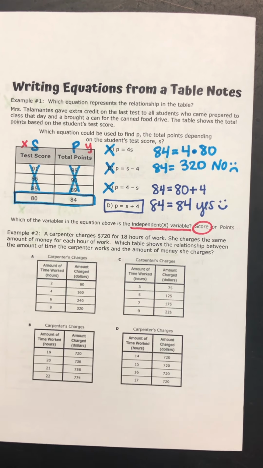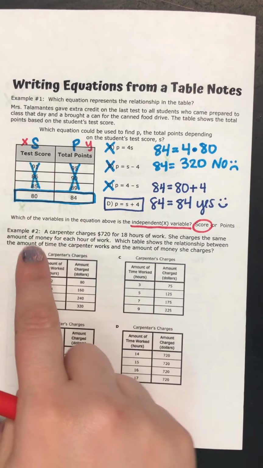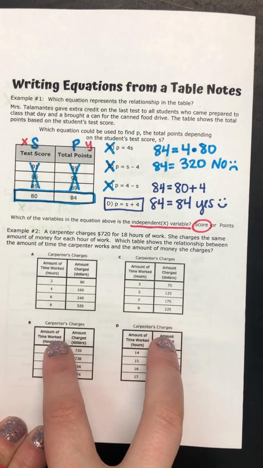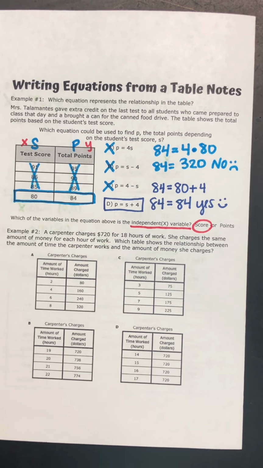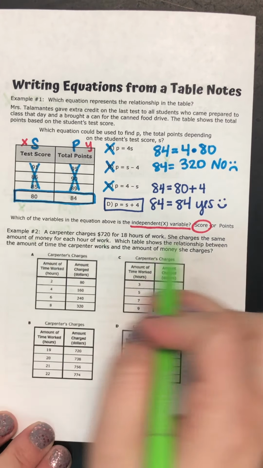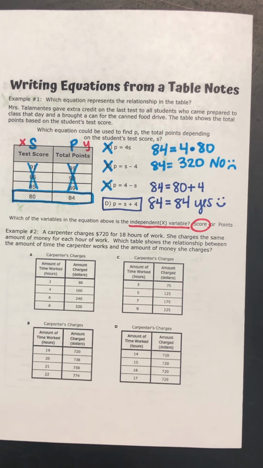All right, so let's look at example number 2. Now, instead of the table being in the question, they give us a question and the tables are the answer. So we have to look through these and try to find which of these tables is going to match the situation in our question. Example number 2 says a carpenter charges $720 for 18 hours of work. She charges the same amount of money for each hour of work. Which table shows the relationship between the amount of time the carpenter works and the amount of money she charges?